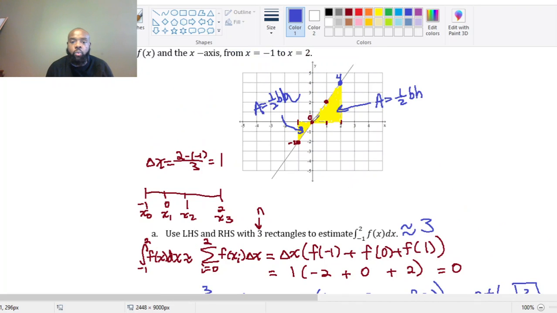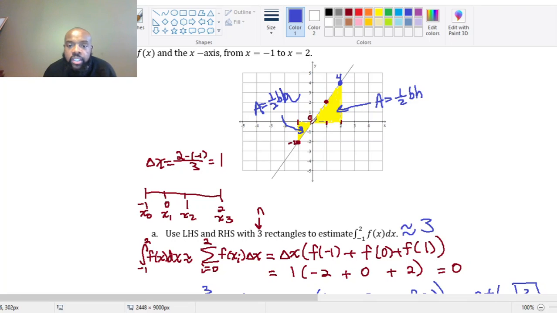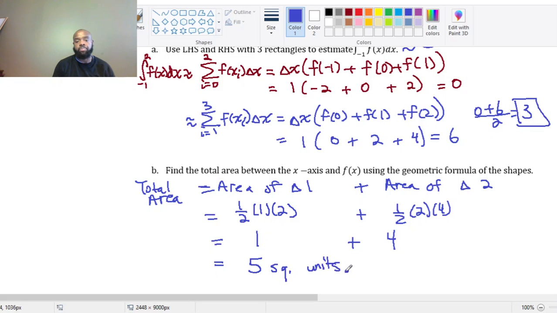My base is, let's say, 1, and my height is 2 units. So it's going to be 1/2 times 1 times 2, plus 1/2 times the base for that second triangle, which is 2 units, and the height is 4 units. And so I'm going to get 1 times 2 is 2, and half of that is 1. That's 8 divided by 2, which is 4. And so my area is 5, right? So that'll be 5 square units.